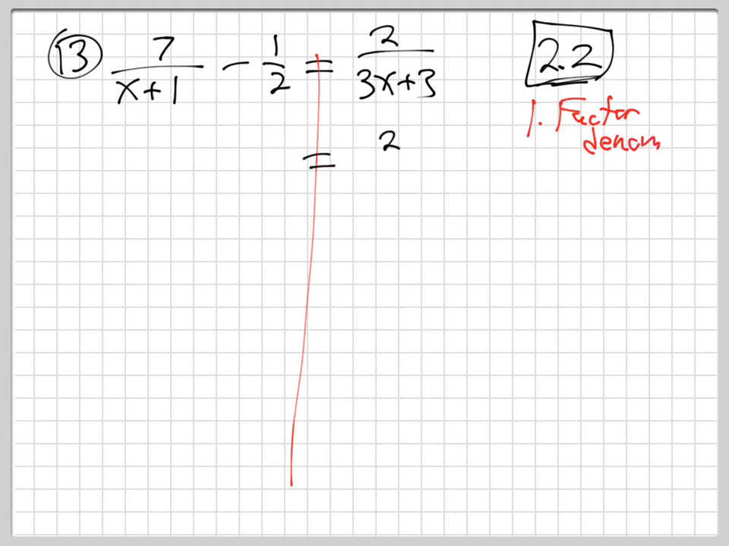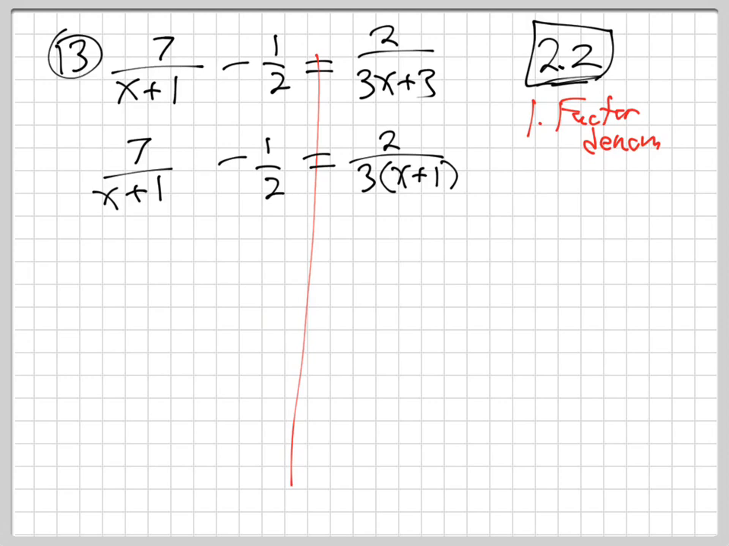How do you factor 3x plus 3? Put the 3 in the front. What does that leave in the parentheses? x plus 1, right? Because that 3 could multiply and be right back to both those. And then over here, that all just stays the same. So first step, factor that denominator.